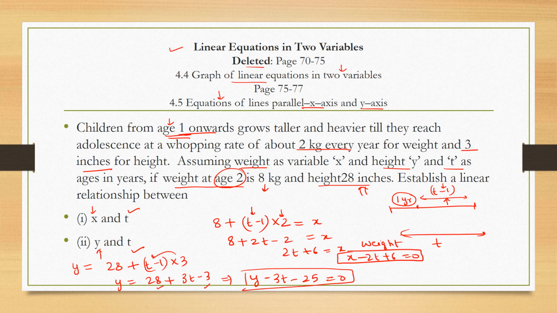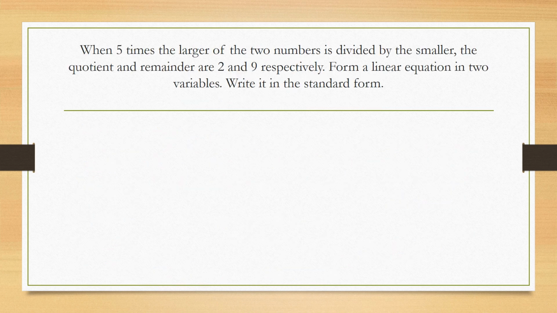I'm hoping that this was the case-based question and you've understood it. Let's see another concept. When 5 times the larger of the two numbers is divided by the smaller, the quotient and remainder are 2 and 9. Form a linear equation in two variables. So when they say two variables, we have to consider two. And what is this question talking about? Two numbers. One is larger, one is smaller.